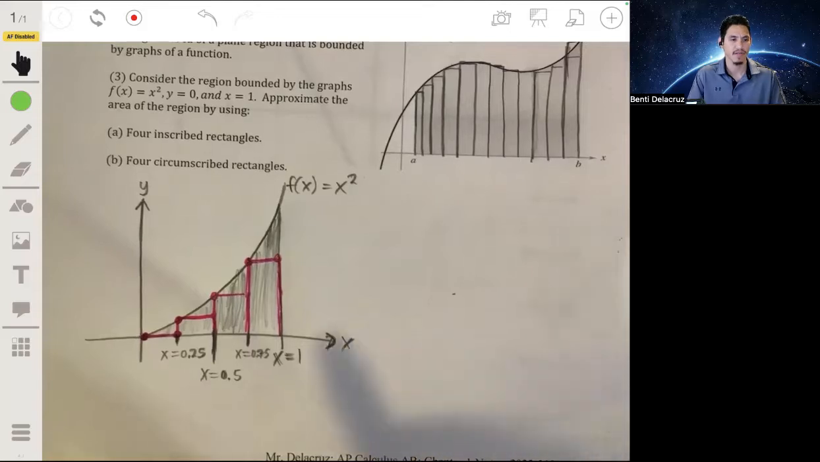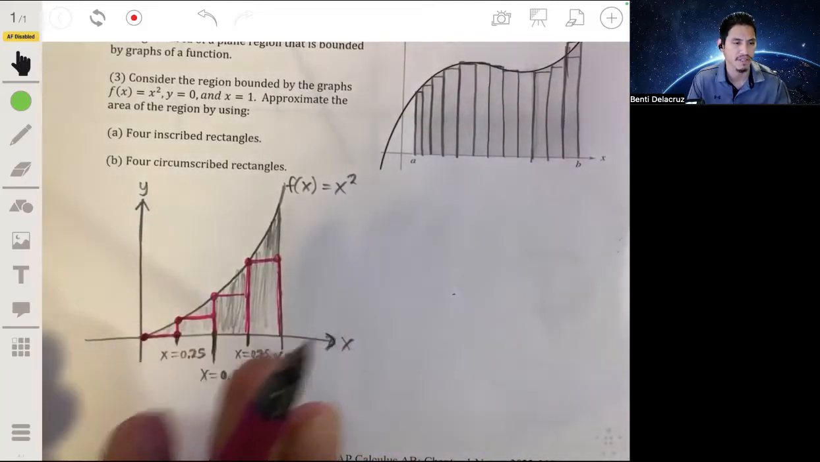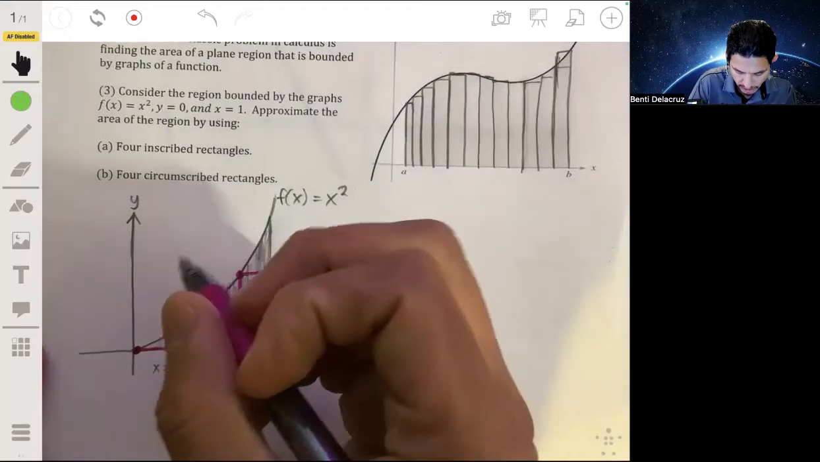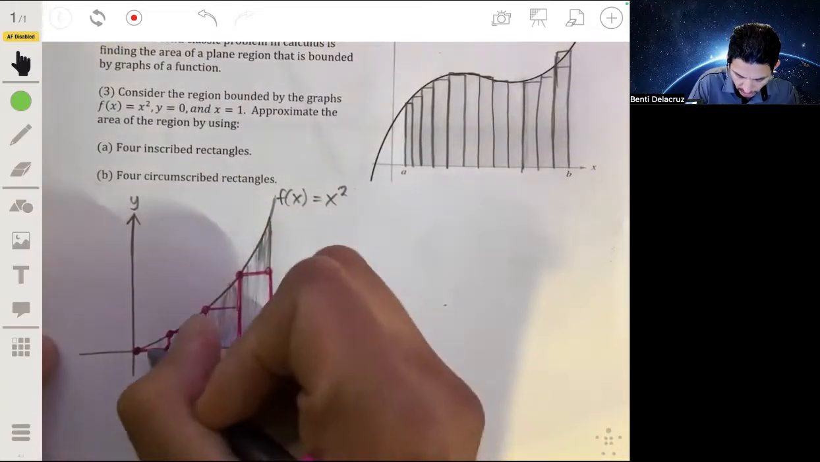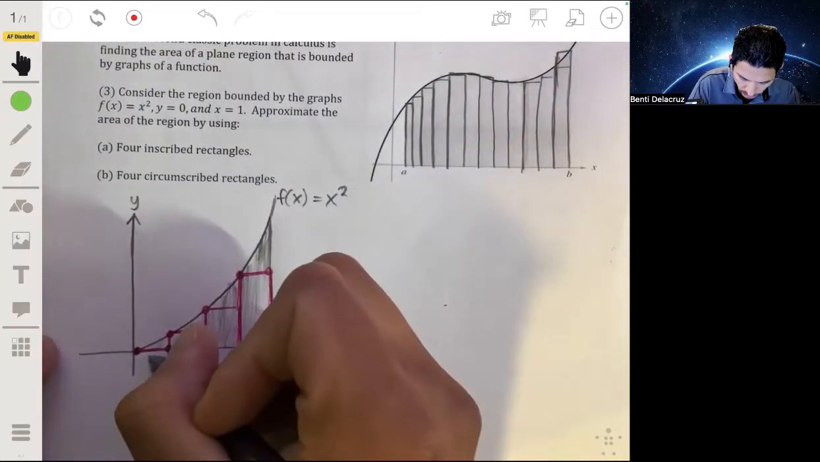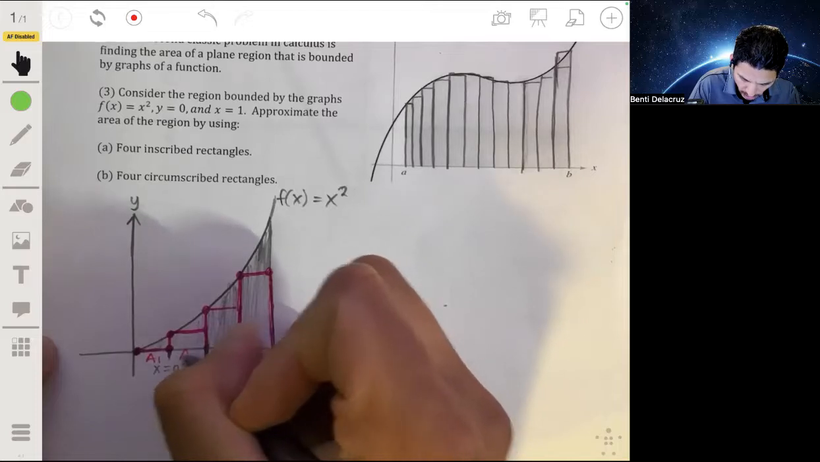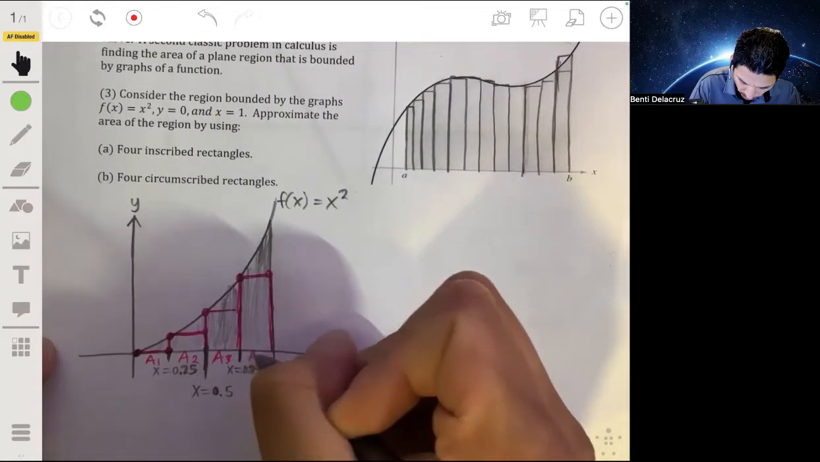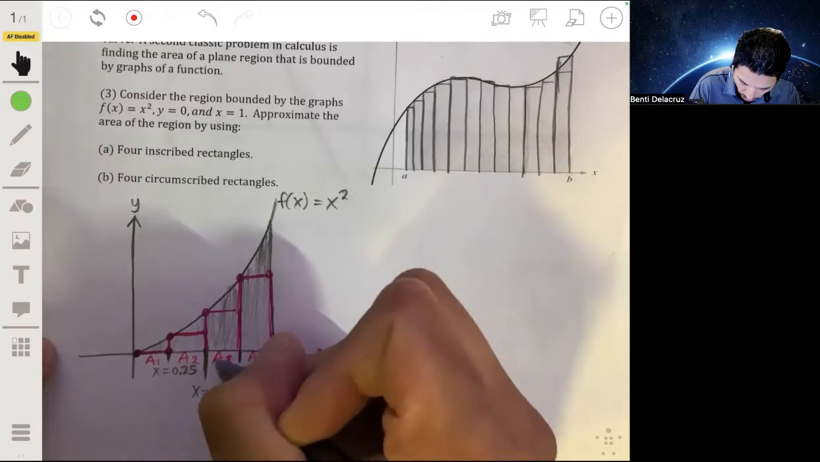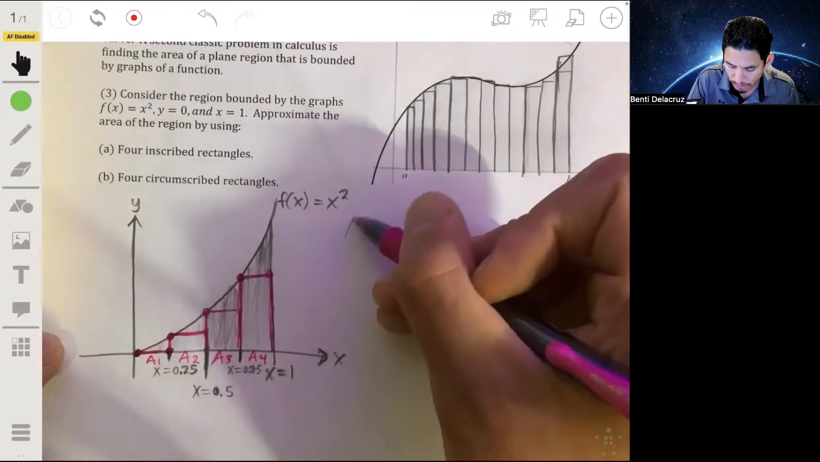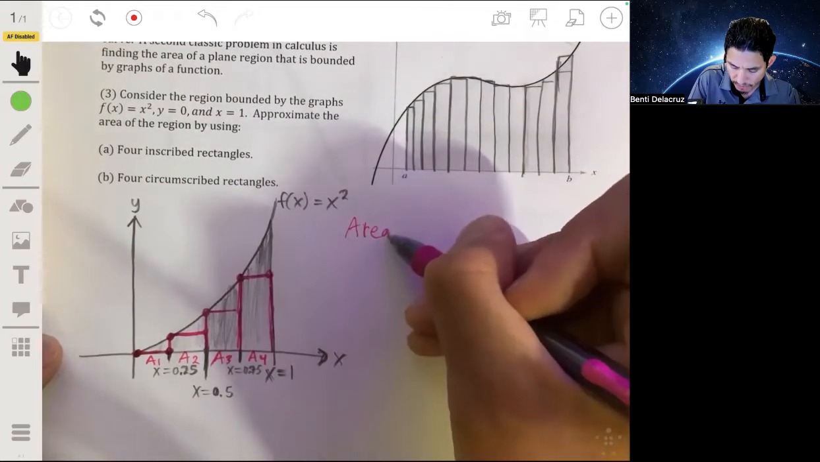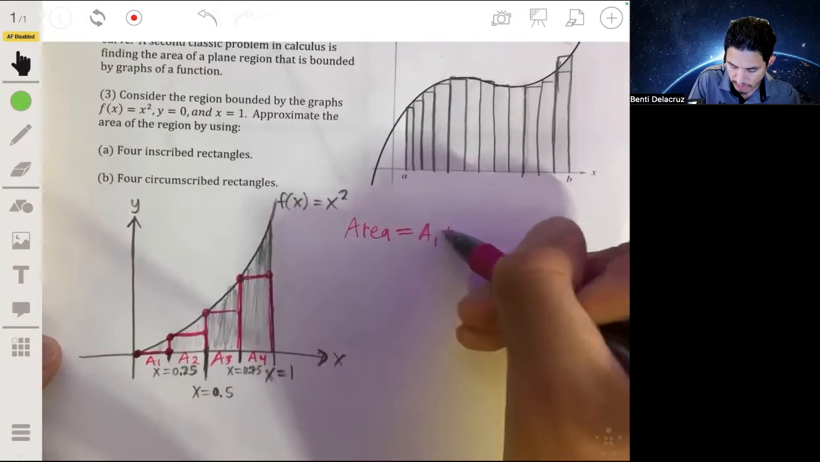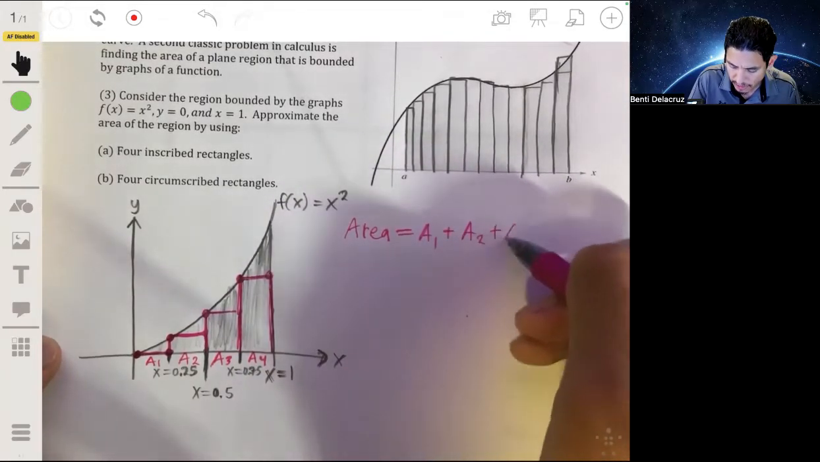And keep in mind that this is not drawn to scale, so probably these 4 rectangles would cover more of the area. But this is a general idea. So we want to find the area of these 4 rectangles. We'll call them A1, A2, A3, and A4. So the total area of those 4 rectangles would just be the sum of A1, A2, A3, and A4.